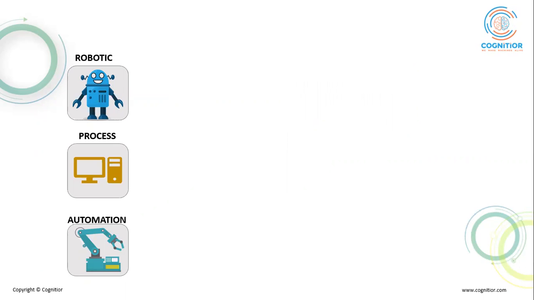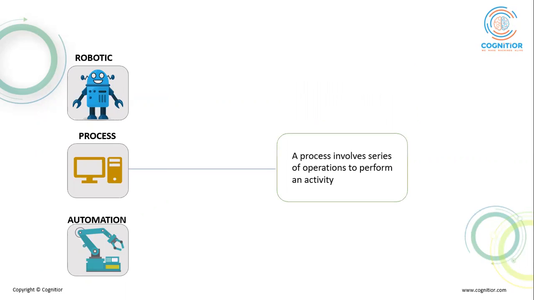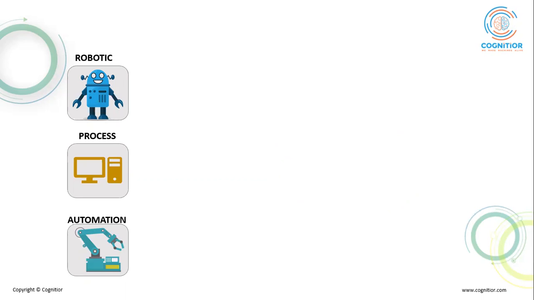Now let's see what process is. A process is something that involves a series of operations and decisions to perform an activity. Let's understand this with the help of an example. If you have to place an order online, then what will you do? You have to follow the process to place an order. So first you will select the item that you want to purchase, then you will add that item into the cart. After this, you will place the order, and finally you will do the payment. All these steps lead to placing an order sequentially. Hence, it becomes a process. So this is what process is about.